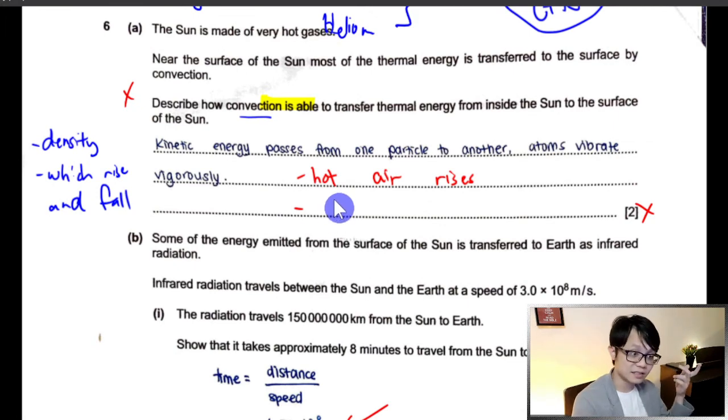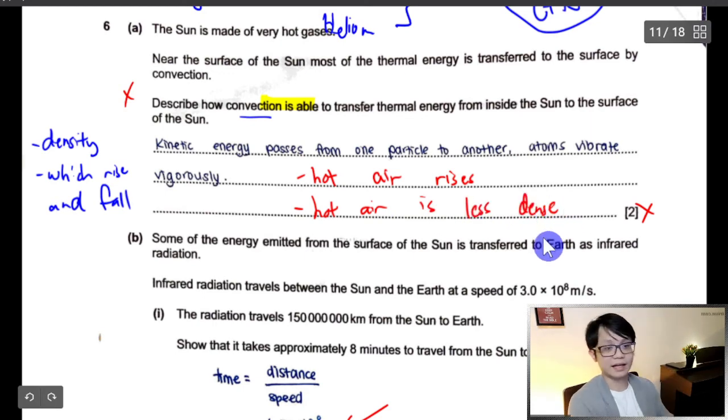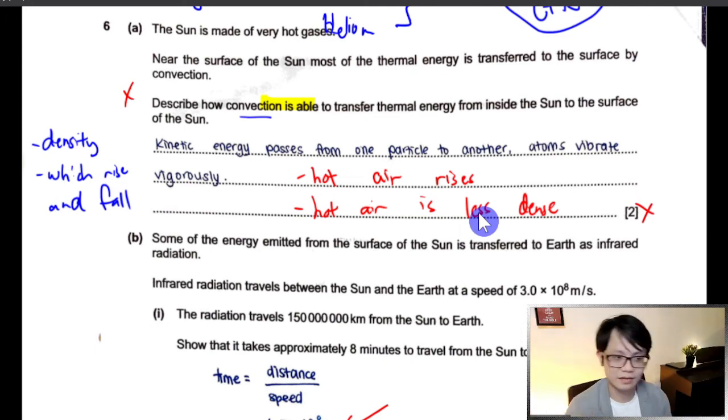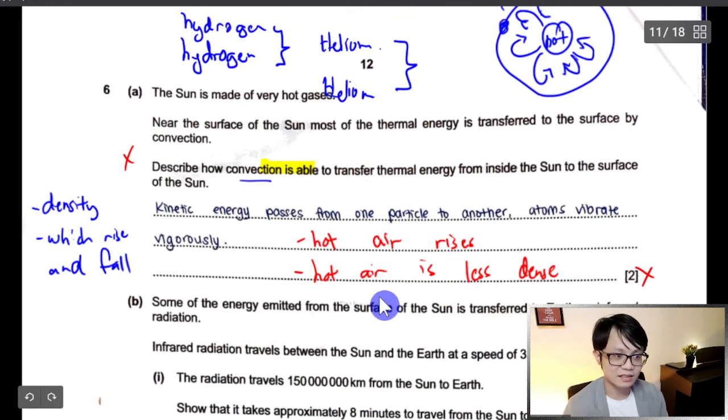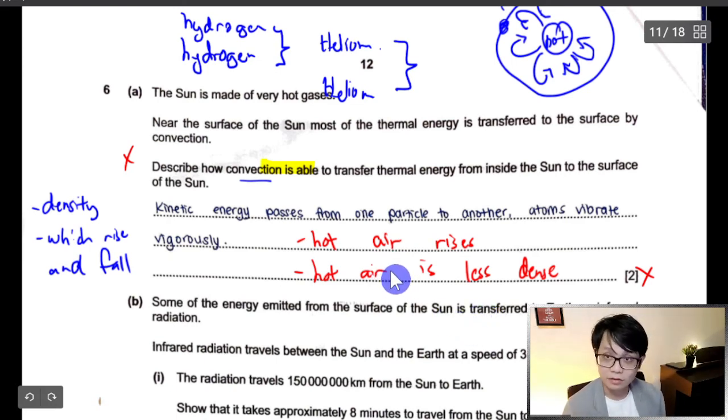Hot air rises, so hot air is less dense. Though it's a fluid, the marking still says it is a gas, but that's not the point. Hot air will rise because hot air is less dense. Cold air will sink because cold air is denser. That's why we say hot air balloon. If you cannot remember, just remember hot air balloon.